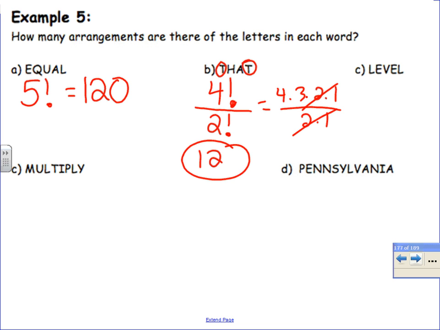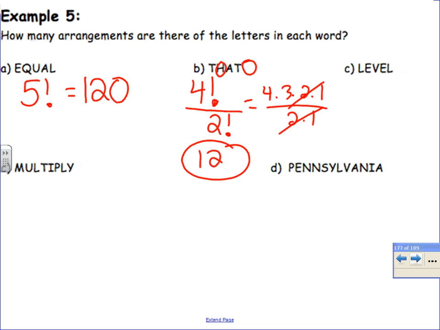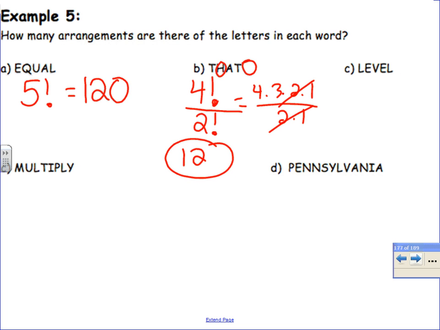Okay, level. I need to show you this one because this is the only other difference that we have on these problems. So the word level, one more time, what's different about the word level? Sean? It has 2 repeats. So there's a total of 5 letters in the word level. It's kind of like saying you have 2 objects that are the same. What do you think we divide by on this one, though? Briar?